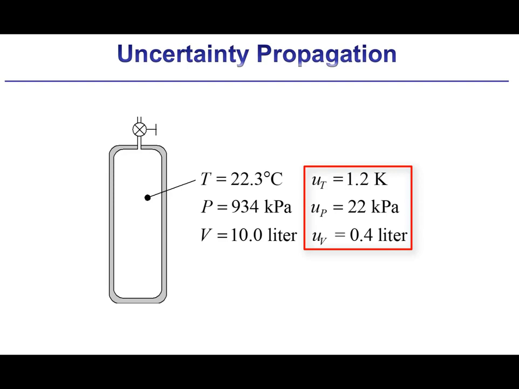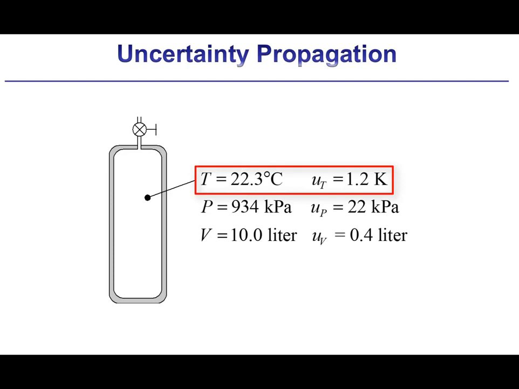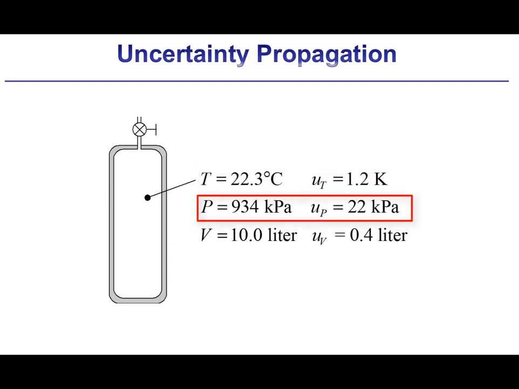The temperature in the tank is measured to be 22.3 degrees Celsius, and it's measured with a thermocouple that has some uncertainty, which we'll call U sub T, and set equal to 1.2 Kelvin. The pressure in the tank is 934 kilopascals, and the pressure transducer used for that measurement has an uncertainty of U sub P equals 22 kilopascals. And finally, the internal volume of the tank is 10 liters, and the estimation of this volume has an uncertainty of 0.4 liters.